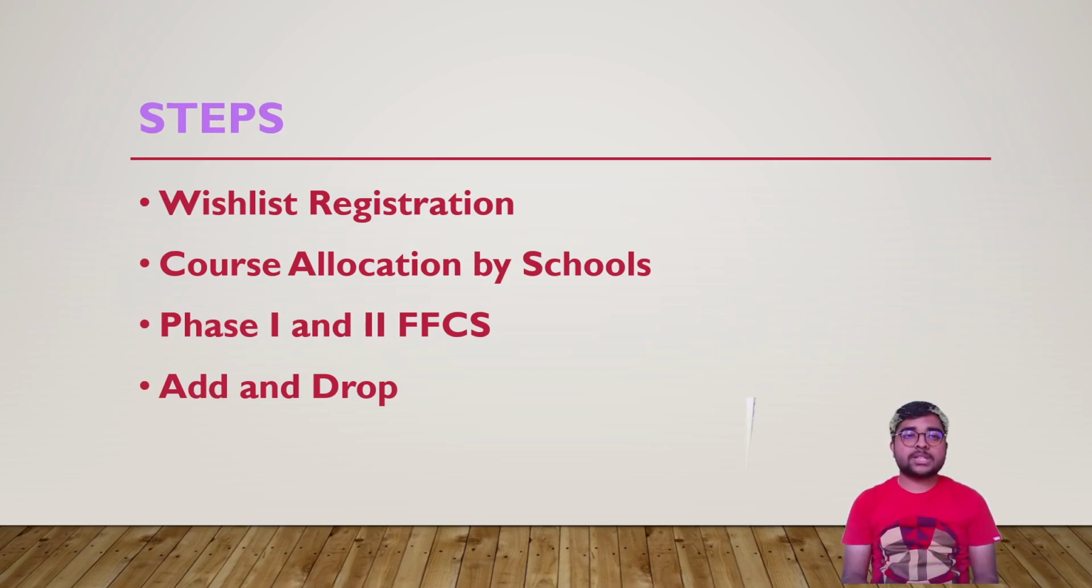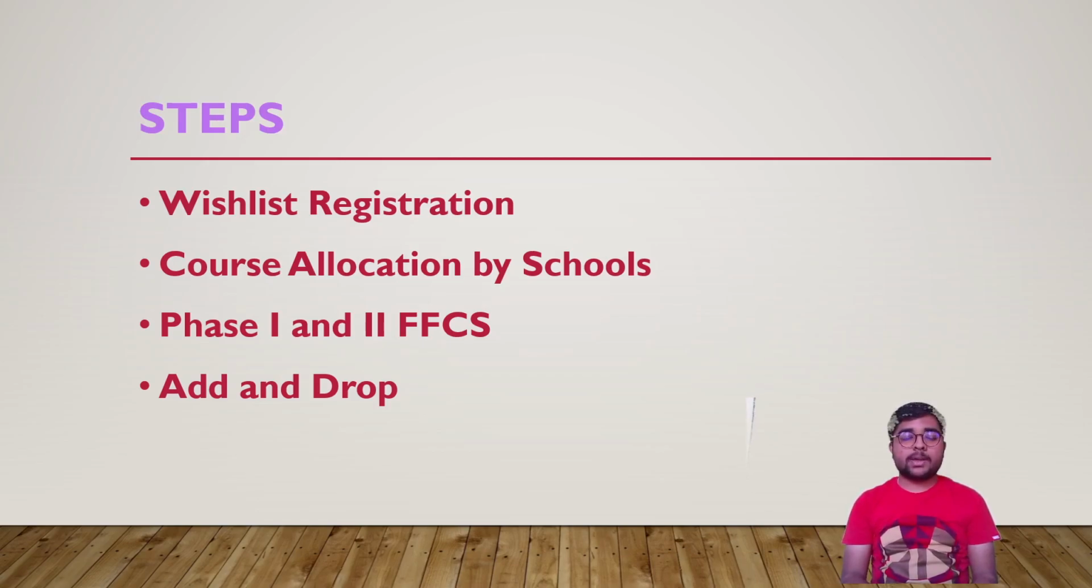So the first two steps are already done for your batch. They are done by VIT itself because you are the only batch whose FFCS is pending. And now coming on to step 3, you have phase 1 and phase 2 FFCS, in which phase 1 is mainly for core courses and phase 2 is for elective courses.